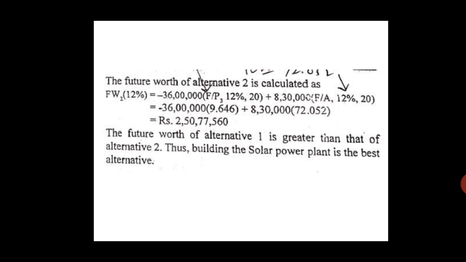So again, you can see the future worth of the alternative is calculated as minus 36 lakh, because there is the initial investment, that is minus F by P at the rate of 12% for 20 years, plus 8,30,000 rupees I am getting every year, F by A, because every year it is F by A. One-time investment is P. I want to find the future value for the annual amount 8,30,000 rupees at the rate of 12% interest for 20 years. The factors we have seen, you can calculate, you will get 9.646 and 72, or you can get them directly from the chart. So this value is 2,50,77,562.